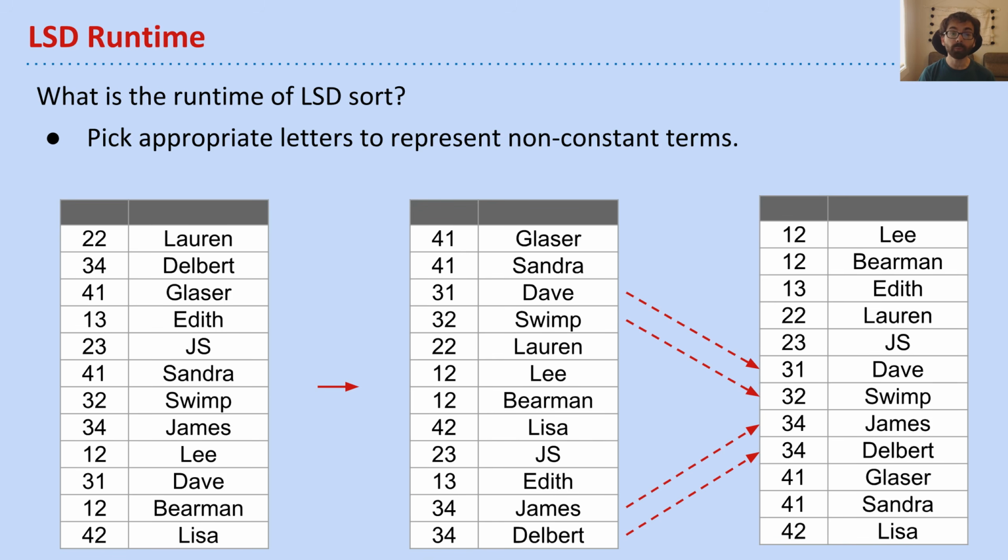Okay. So what is the runtime of this sorting algorithm? This is called LSD for least significant digit sort. So what I'd like you to do is pick the appropriate letters that you'd like to represent non-constant terms. So you'll need N, but you might need something else. This is a vague question. It's a hard one. So let me know what you think the runtime of LSD sort will be.